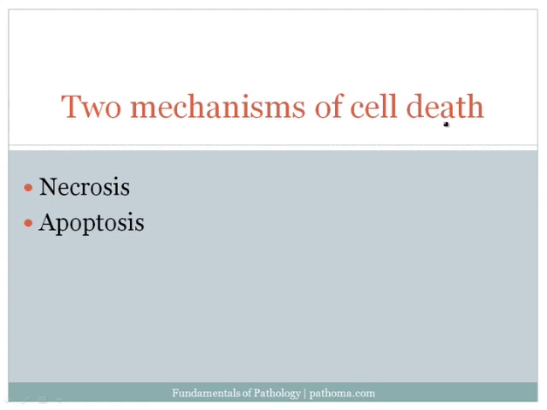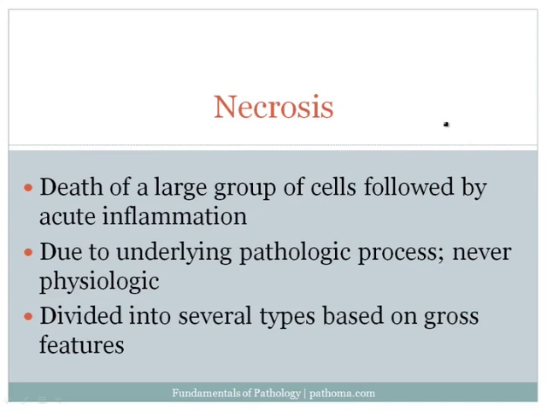Apoptosis, on the other hand, the way I think about it, is cellular suicide. The cells independently decide to remove themselves from the organ. It usually involves single cells or small groups of cells, and often there is no extensive tissue reaction to apoptosis. These principles will be highlighted as we move forward in this presentation. So, necrosis. Necrosis is death of a large group of cells. That's important. And very important is that it is followed by acute inflammation.